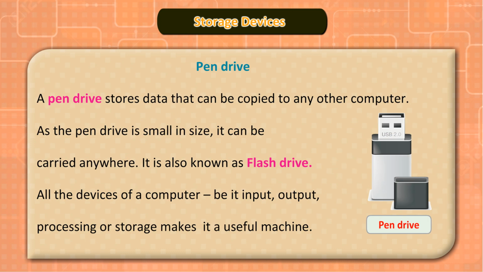Pen drive. A pen drive stores data that can be copied to any other computer. As the pen drive is small in size, it can be carried anywhere. It is also known as flash drive. All the devices of a computer, be it input, output, processing or storage, make it a useful machine.